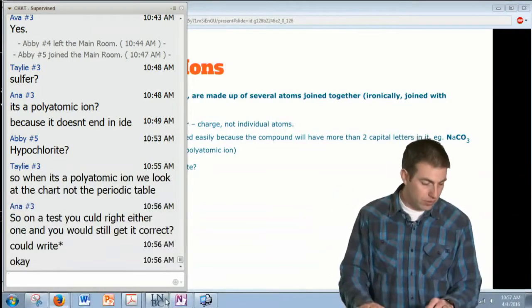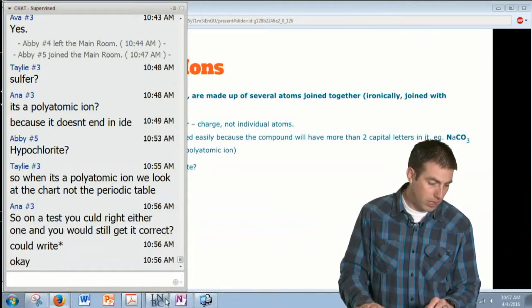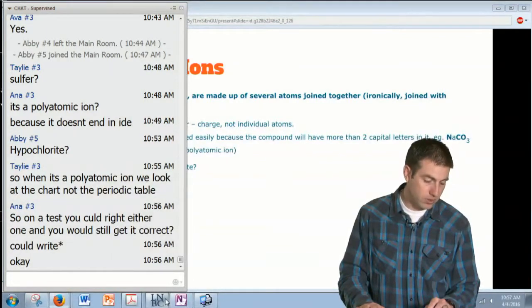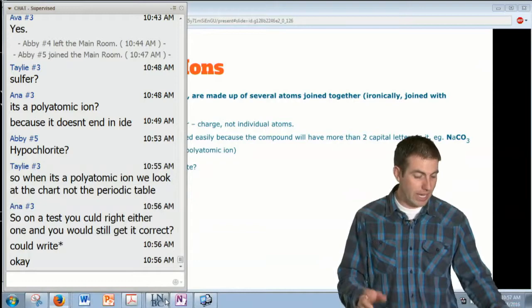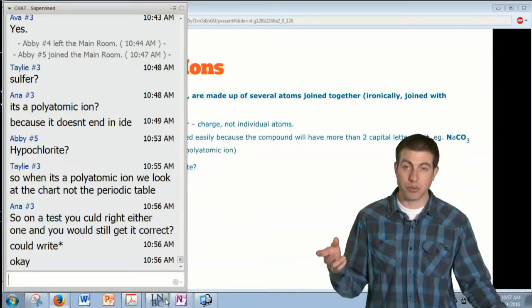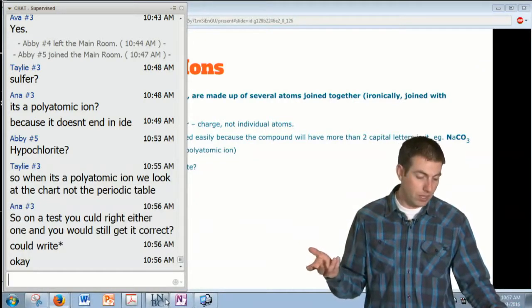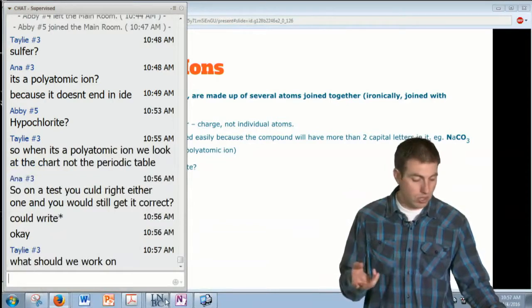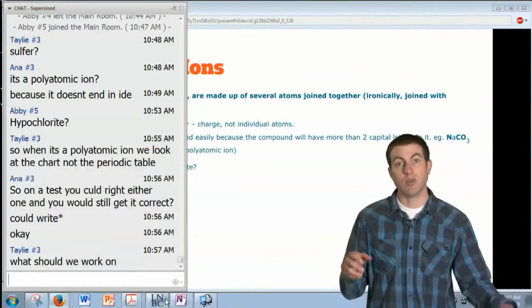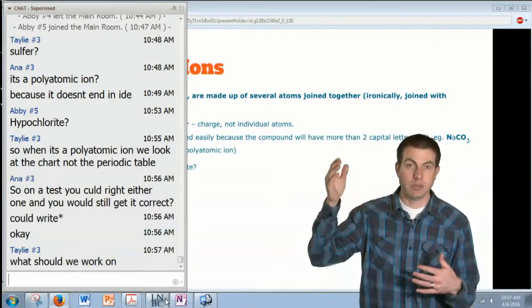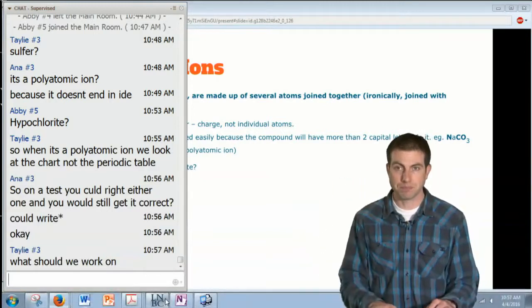So, you know, if it's something like sodium bicarbonate, it would be NaHCO3, which could be sodium bicarbonate, or it could be sodium hydrogen carbonate. So if there's a multiple choice answer, you have to make sure you look for both of them.